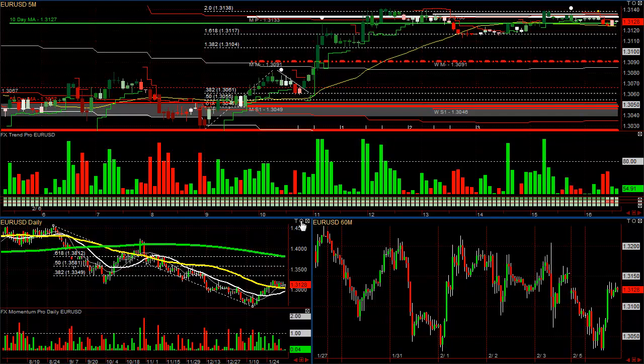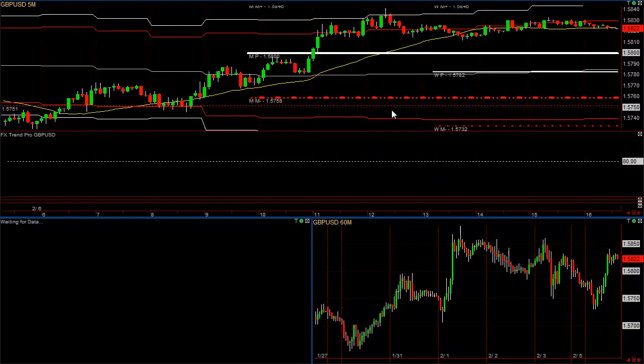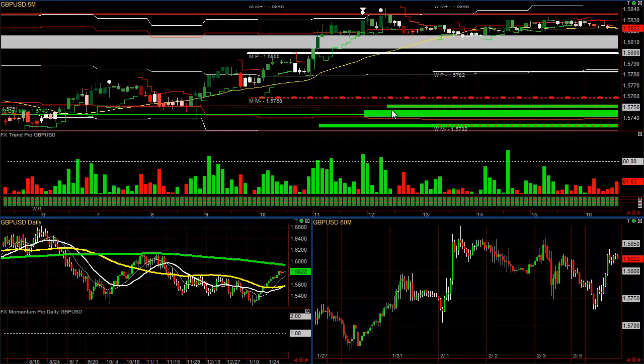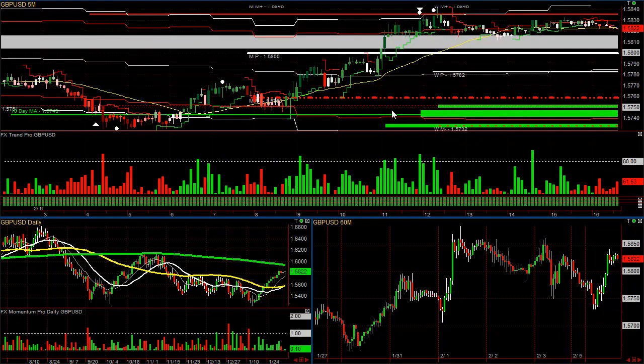Let's link the charts together so that when we change one of them, they'll all change, and we'll look at some other currency examples. When you select all the charts with the same color, if you type in, let's say, pound dollar, they will all switch at the same time. So let's look at this one.